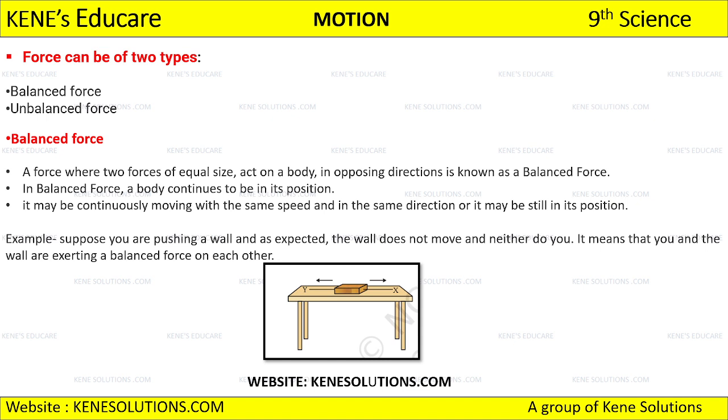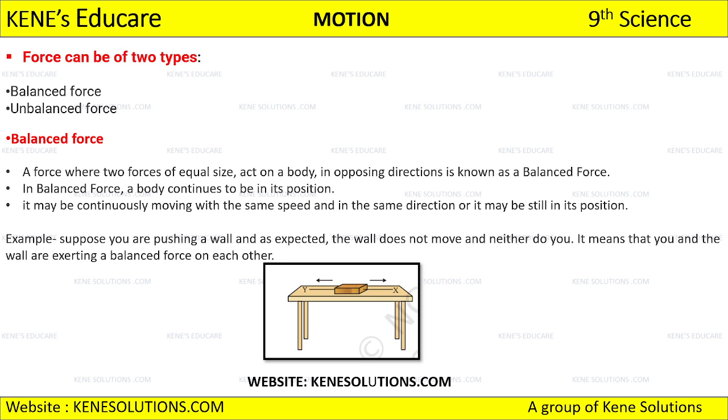So let's see what they have given for balanced force. A force where two forces of equal size act on a body in opposite directions. Two forces are there, but they are equal in size and acting in opposite directions. Then we call those forces balanced force. In a balanced force, a body is going to continue to be in its position. It is not going to move. Why is it not moving? Because the force applied from both ends is equal in size.